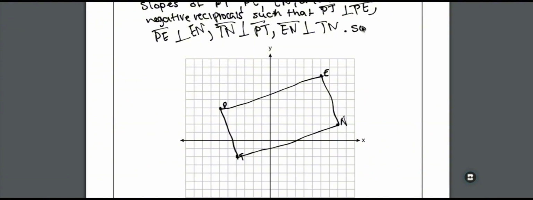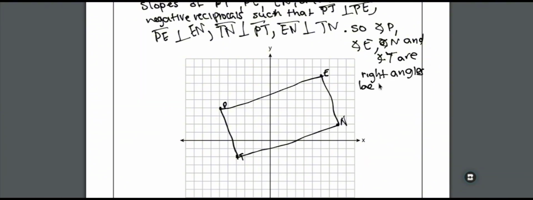So angles PEN and T are right angles because perpendicular lines form right angles. And that is your proof.